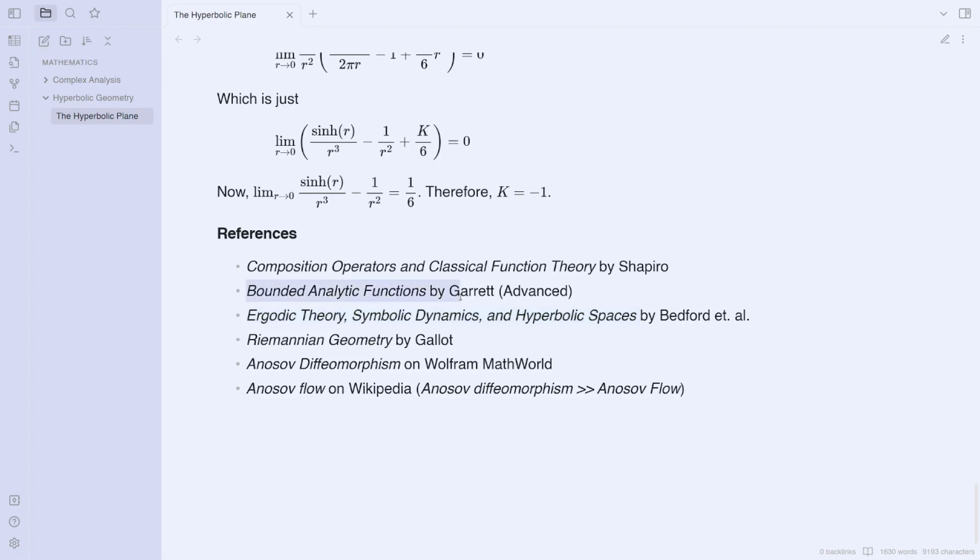To get really deep into things like Pick's theorem and interpolation theorems, that's what this book covers. This is a very advanced book, though. You're going to need to know quite a bit of measure theory and some functional analysis. It's a very, very hard book, but it has a lot of information. Pick's theorem comes from here, and some of the hyperbolic material too, but I think it's fleshed out more intuitively in this Bedford book. And this Riemannian geometry result comes from this book. I haven't read this book, but the result was discussed in it, so that's why I'm referencing it.